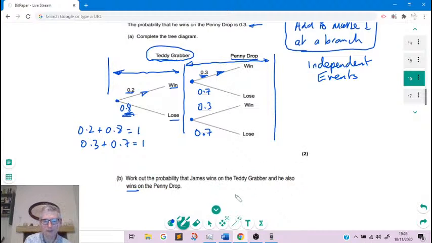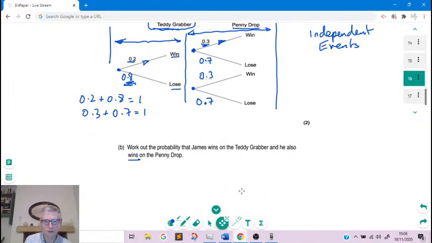One way we can nicely represent that is to show it like this. We can say the probability, which I've represented as a P, and then inside there we can put the events that are going to occur. So I'm going to put the probability of winning on the teddy grabber, which I'll put as a W, and then T for teddy grabber, and winning on the penny drop, which I'll put like that, P for penny drop.